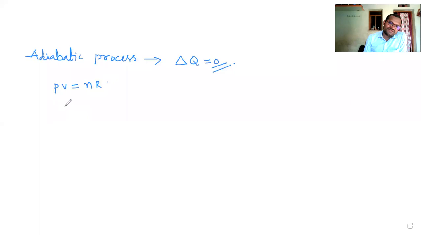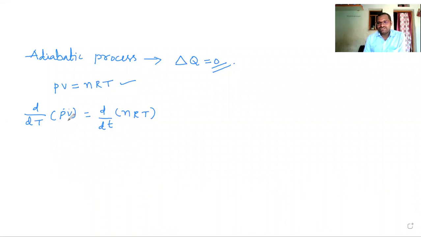Now, for this equation, I am going to take the derivative with respect to temperature. That means d by dT of PV is equal to d by dT of nRT. I have taken the ideal gas equation, and I am going to take its derivative with respect to temperature. This is pressure, this is volume. These are variables. Pressure and volume will change in the adiabatic process.